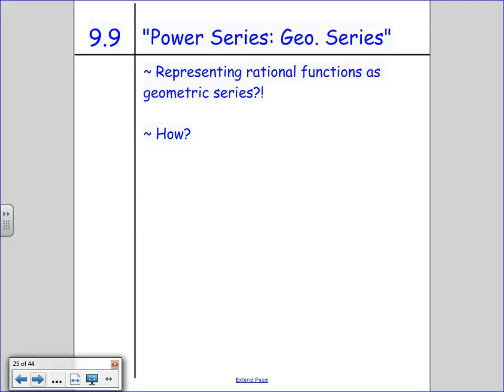But section 9.9 says power series that are geometric series. So let's think back to a geometric series real quick. What if I was to take one of the special Maclaurins?